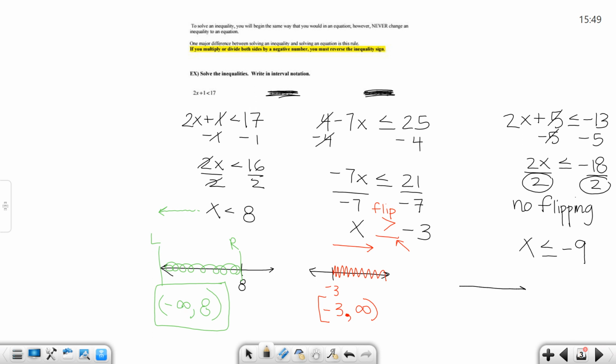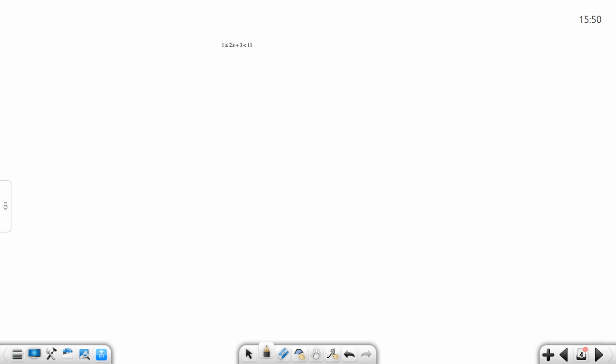Okay, in interval notation, here's negative 9. Remember, I'm shading in this direction. So it would go from negative infinity to negative 9, and negative 9 takes a bracket. So that's how it would look. Okay, let's run down one more of these, and then we'll change our video.